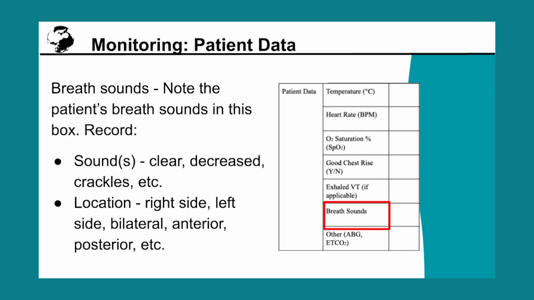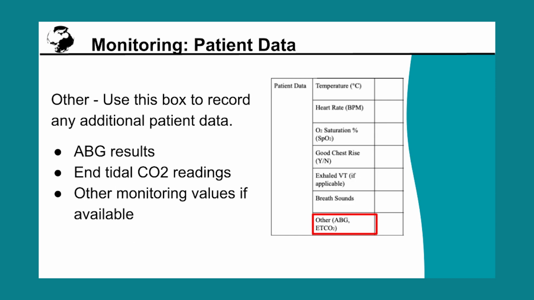Next, the caregiver may record the infant's breath sounds. Be sure to listen to both sides of the lungs and document the findings. The final box in this section gives the caregiver space to record any additional patient data. When available, this may include end-tidal CO2 readings or arterial blood gas results.